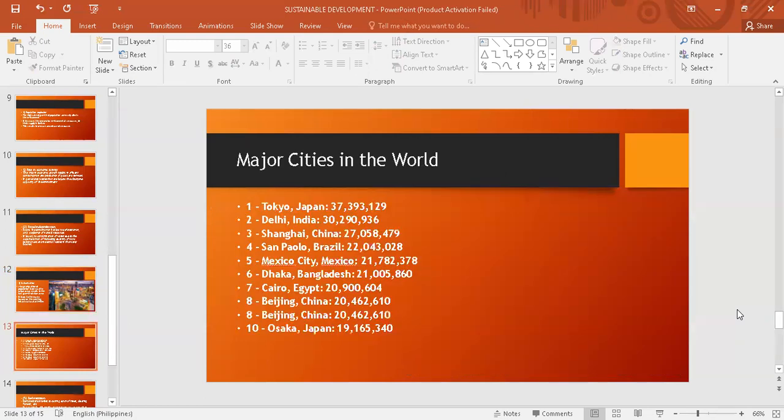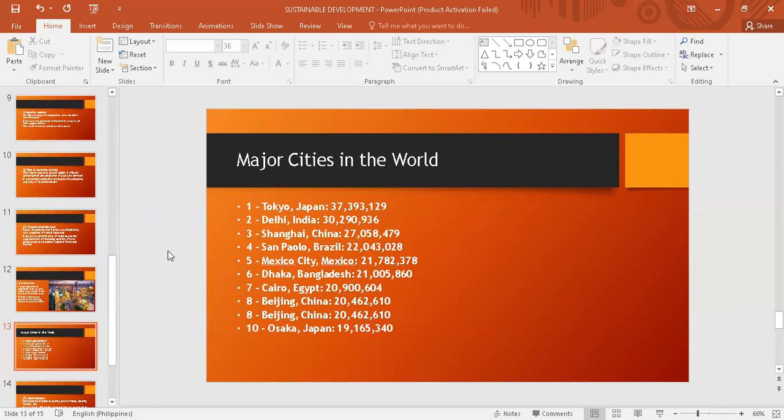Now, ito yung mga major cities sa mundo. Tokyo, ang kanyang population ay 37 million. In New Delhi, 30 million. Shanghai, San Paulo, Mexico City, Dhaka, okay. Cairo, Egypt, Beijing, nadoble lang po, and Osaka, Japan.